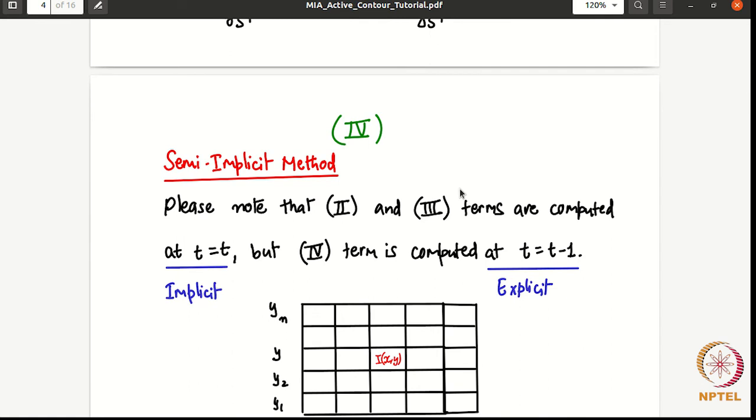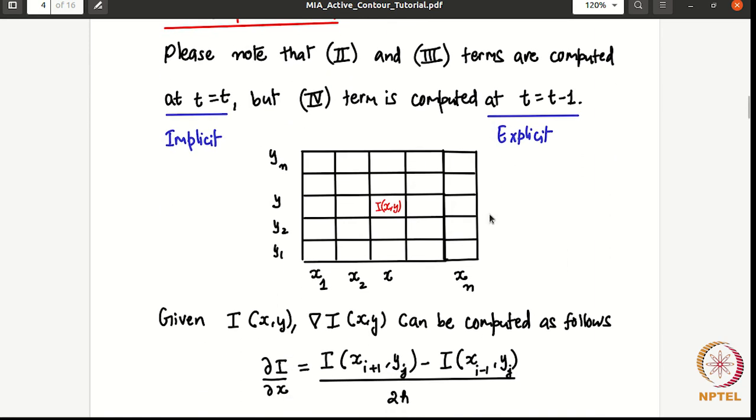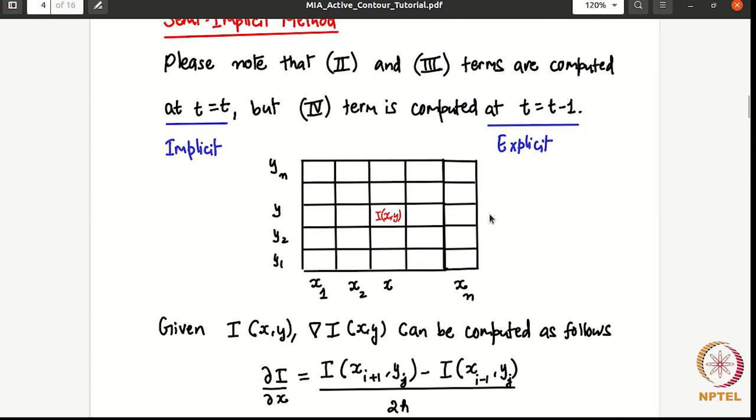Now we come to the last term. Although the second and fourth derivative terms were computed at present time, like we do in an implicit method, the last term is computed at past time, like in an explicit method, that is at t equal to t minus 1. Because this term is calculated at past time and the other terms are calculated at present time, it is called a semi-implicit method.